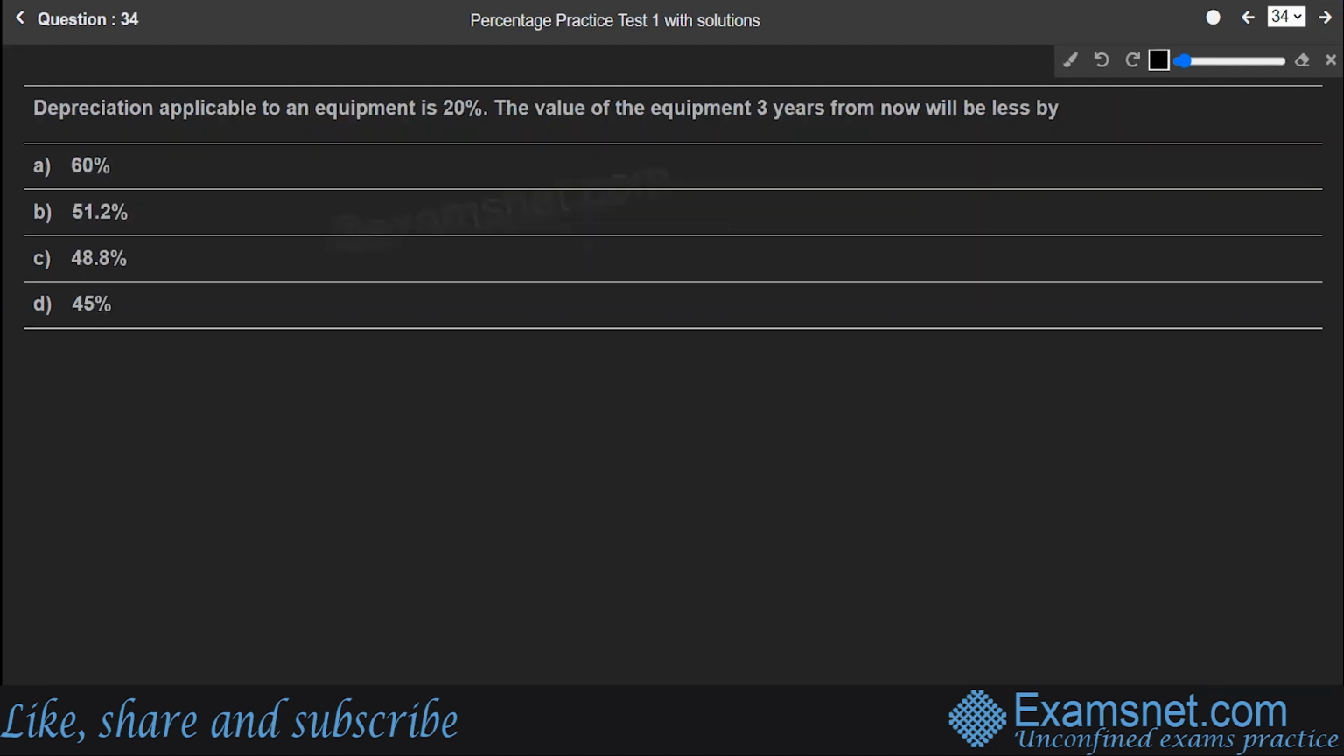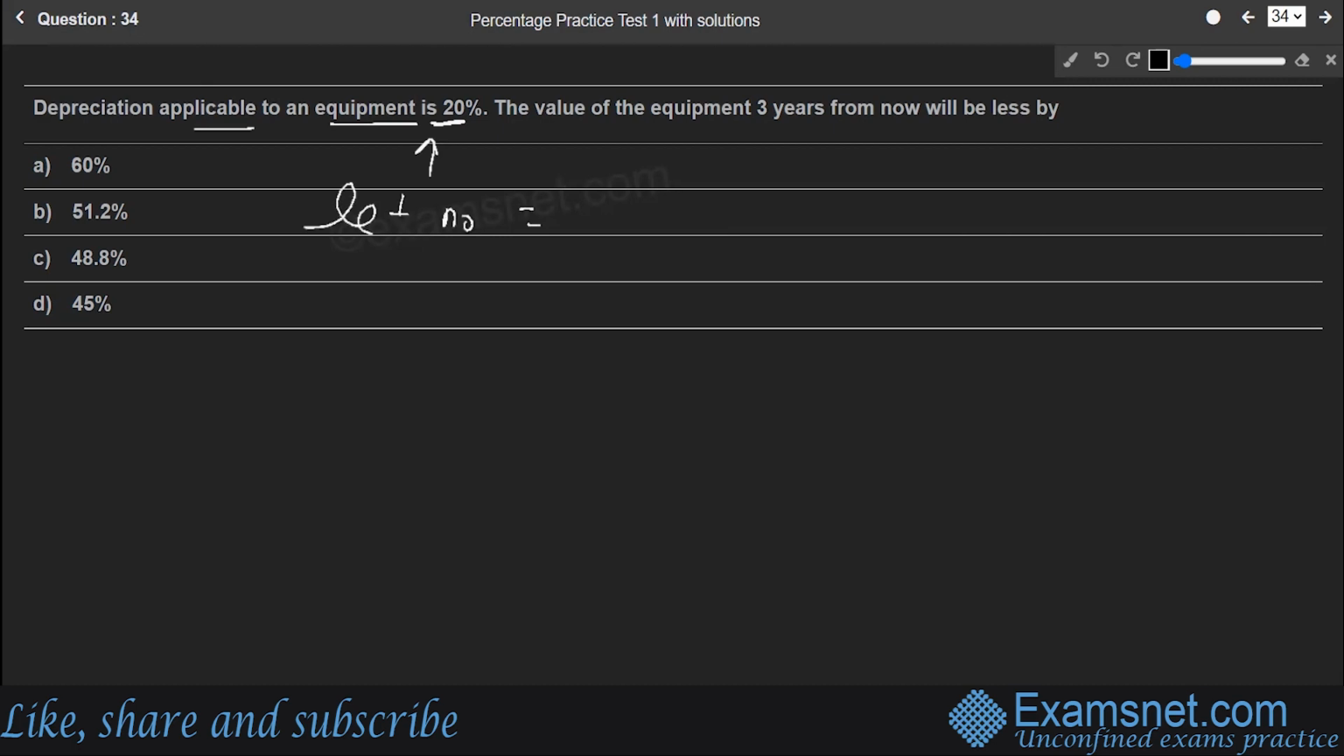Now he says depreciation applicable to an equipment is 20%. The value of the equipment 3 years from now will be less by what percent? He says, let us have the initial value. Everything is just given in terms of percentage, so we can take the things in percentage also, or we can assume the number to be 100. So that's what we are doing.